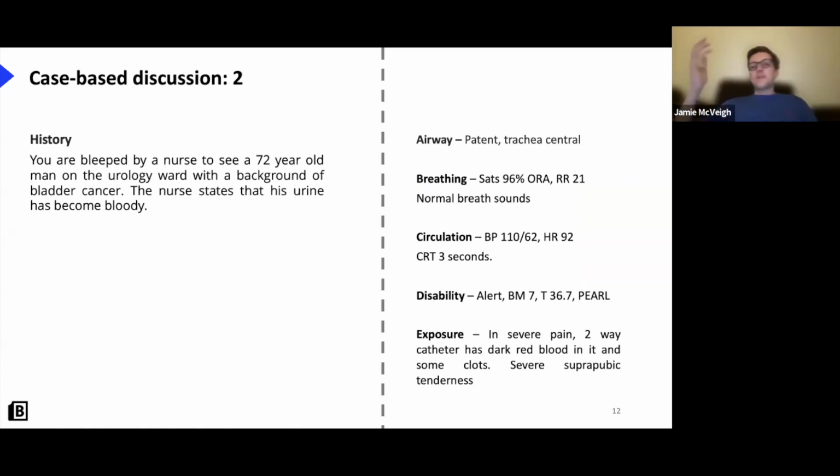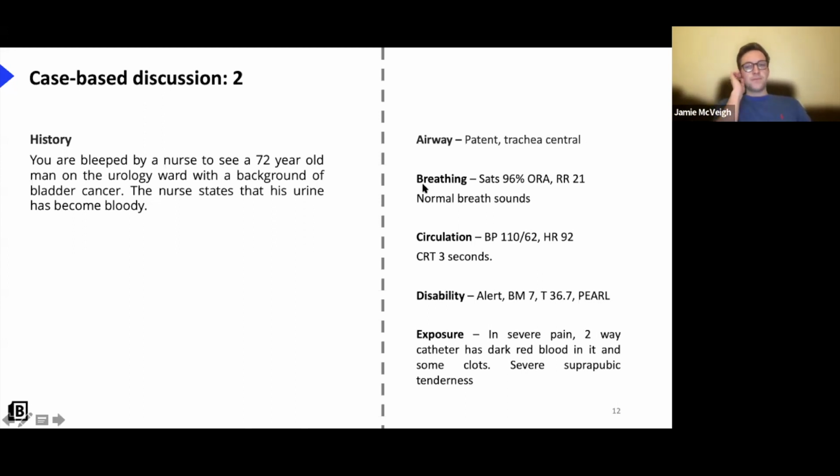So again, A to E, his airway is fine. Trachea central, his airway's patent. His breathing is okay, but again, as with the last case, he's a bit tachypneic. His respiratory rate is 21. So, you know, you're just a bit concerned about him, but most likely cause of that is his pain.